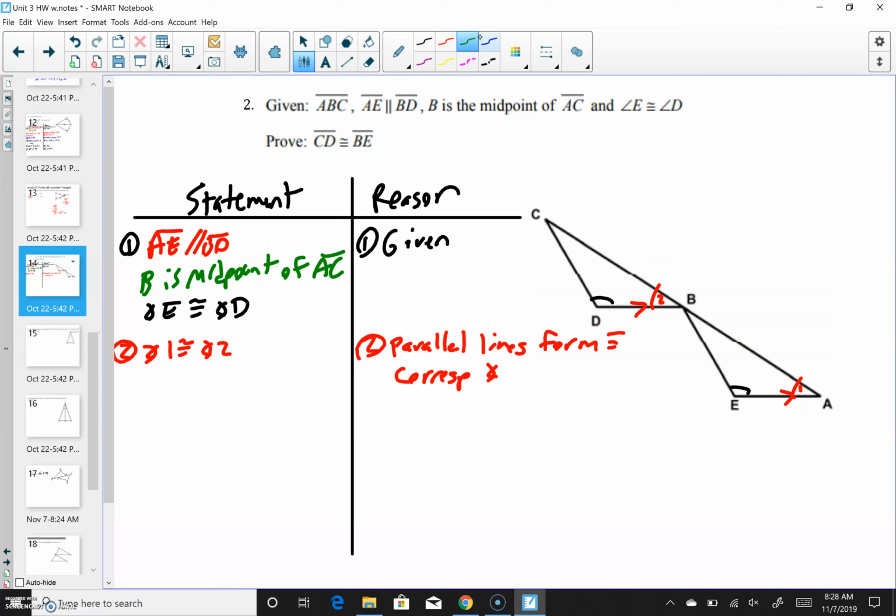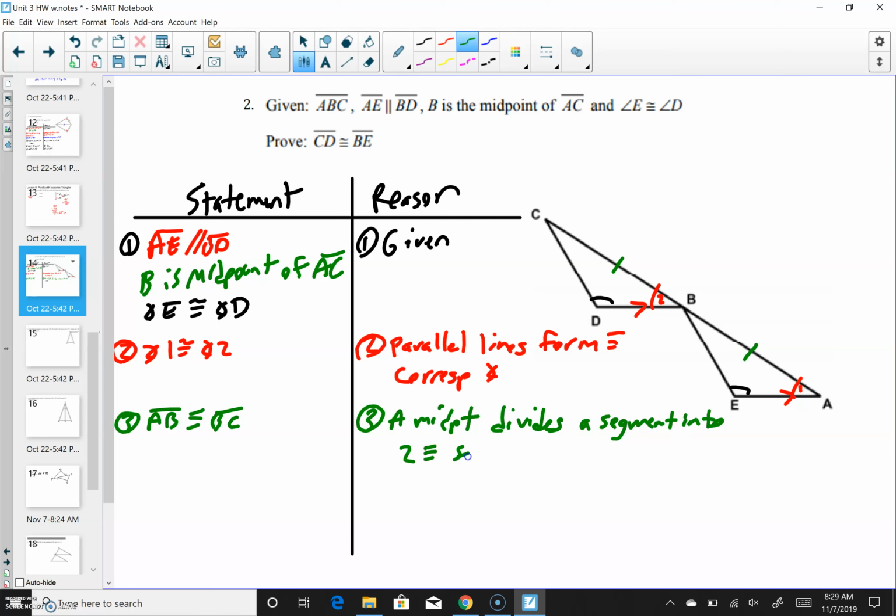The next piece we'll deal with is our midpoint. Because B is the midpoint, that tells us that BC and AB are congruent. So step 3, AB is congruent to BC, because a midpoint divides a segment into 2 congruent segments. Now if we look at our picture, we have angle, angle, side congruent to angle, angle, side. So our 2 triangles are going to be congruent.